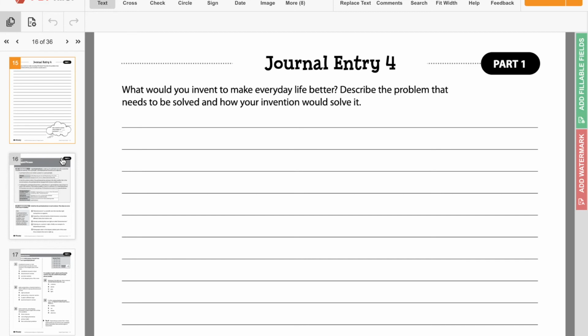So it could be something that would make basketball a little bit better. It could be something that would make something that you like to do a little bit easier, maybe something that your parents have you do. What would make that easier? So you need to write 5 to 7 sentences, which is 1 paragraph, all about what you would invent to make your life better.